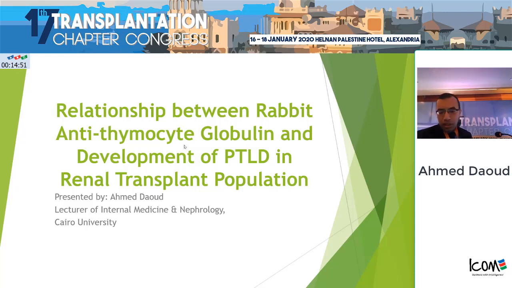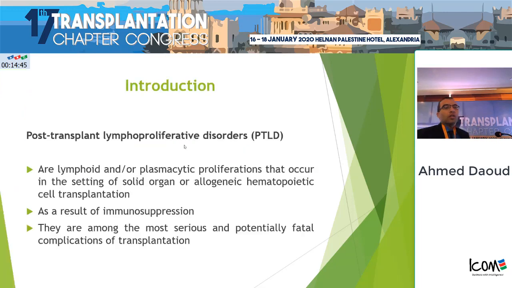So this is a study about the relationship between ATG and the development of PTLD, and not only the development of PTLD but its subtypes also. PTLD is one of the most serious, and potentially fatal, complications that occurs after transplant, and it is mainly related to immunosuppression.